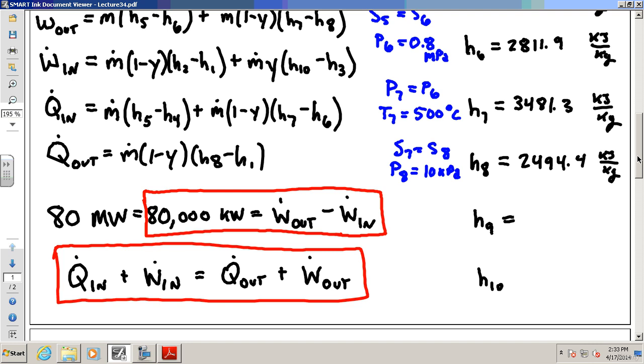I'm going to need two more. Any thoughts on how I can grab two more equations to get this analysis done here? Because these two are great, but I've got four unknowns.